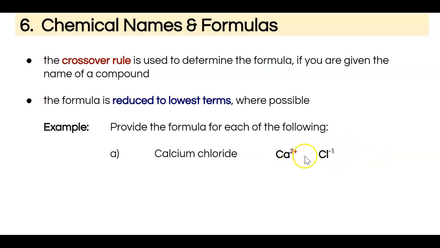Then we're just going to cross those charges down, and that will give us Ca1, Cl2. Just like in math, if I had 1x, that 1 isn't necessary, and it's typical in science that we would remove that 1 and simply leave the formula written in its proper way as CaCl2. And I can see that there's no need to reduce anything here to lowest terms. It is already in its lowest term ratio.